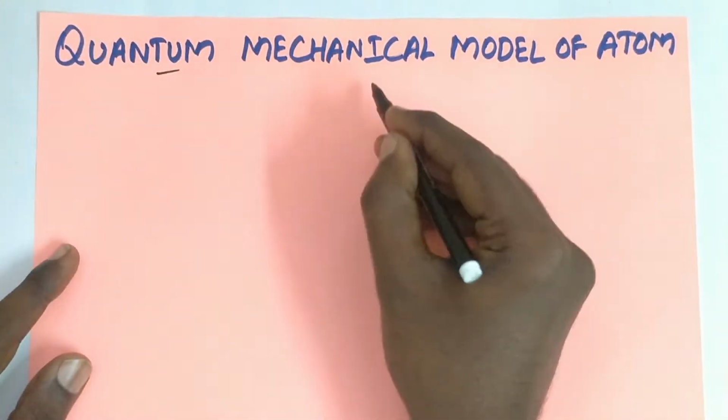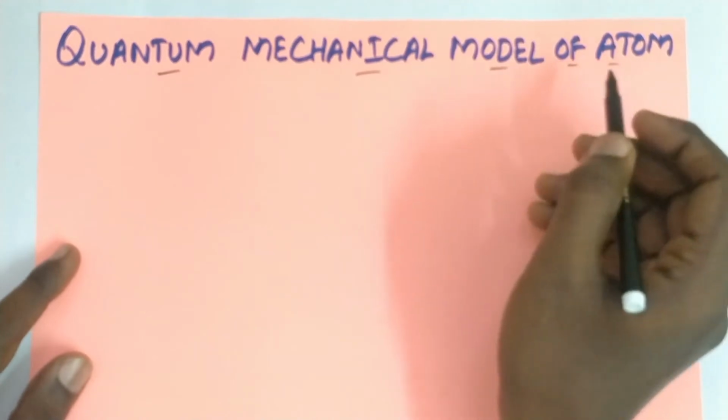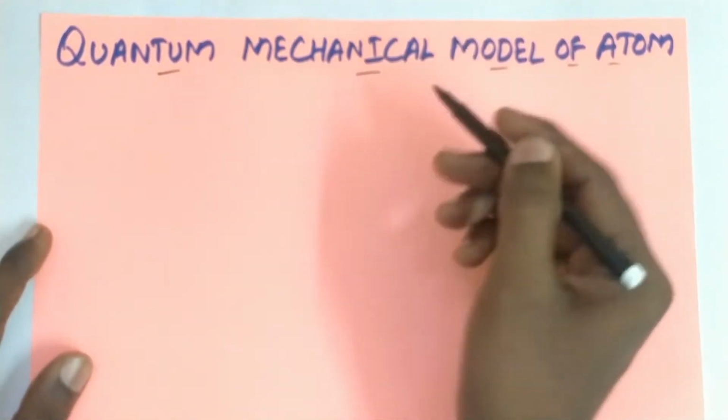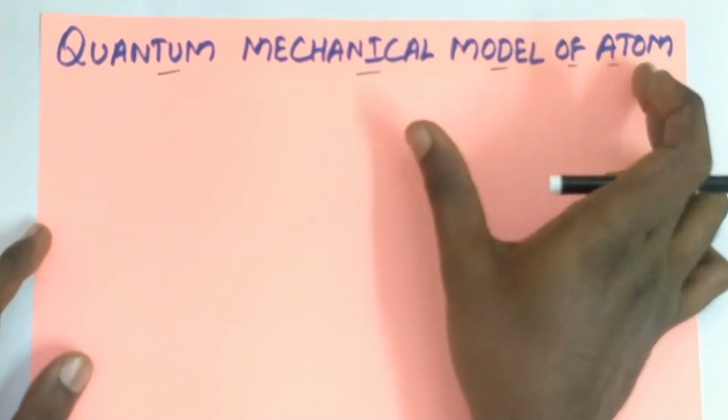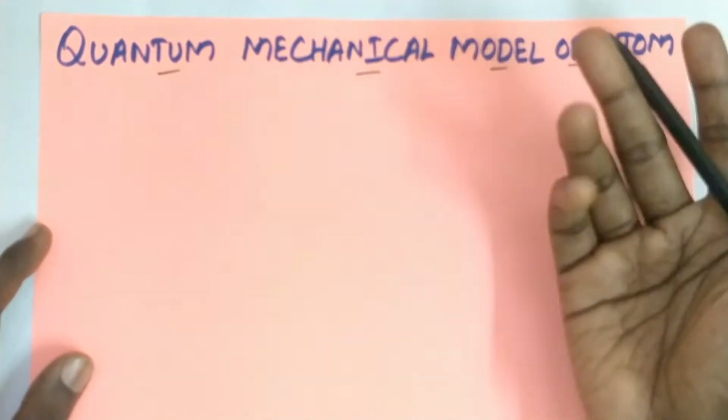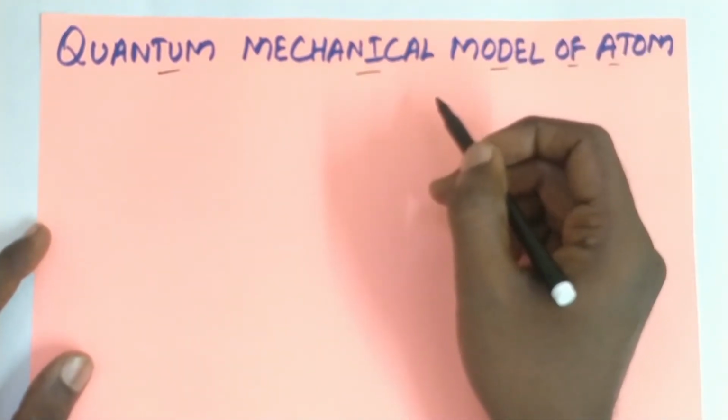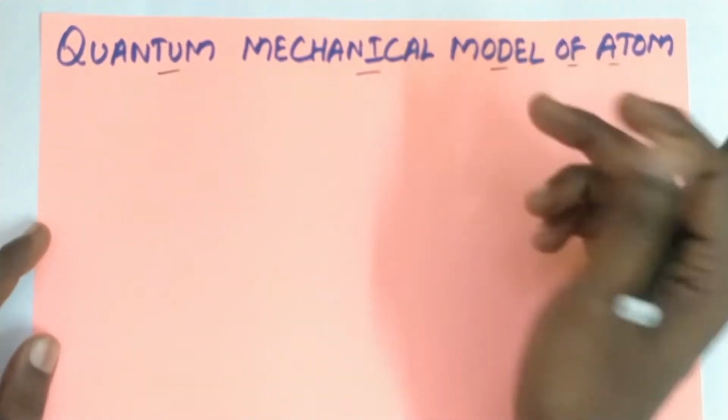So the next topic is the quantum mechanical model of the atom. It is a new lesson, the second lesson. This lesson is similar to atomic structure. Before you study this lesson, let us recall the earlier concepts that you studied in lower classes.